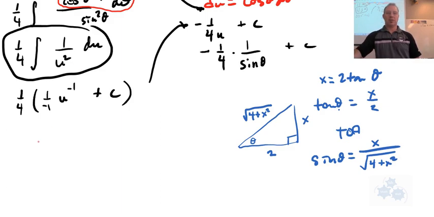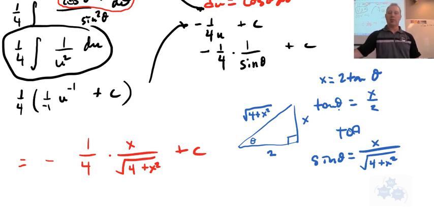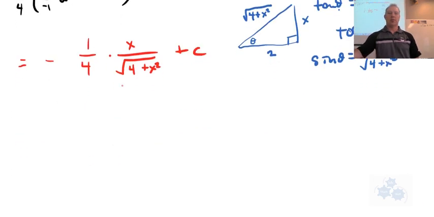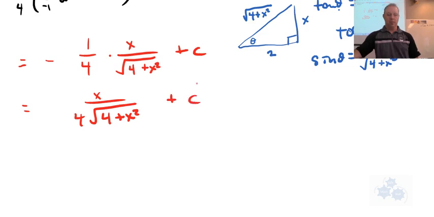So our answer, I'll put this in red here now, is going to be negative 1/4 times x over root 4 plus x squared, all plus c or plus k, whatever you're using nowadays. And then just maybe clean that up a bit: x over 4 root 4 plus x squared, plus c. And make sure I got that negative there. Don't forget that negative.